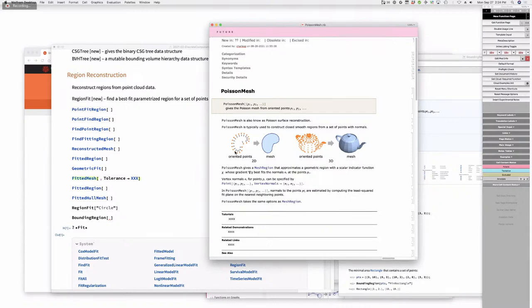But then the question is, is concave hull or alpha shape important enough that it gets its own function, or is it just a method for fitted region, for fitted mesh? Is that the same level as convex hull mesh, Delaunay mesh? No, it's not. It depends on the community and what you're doing. Yes, but that's the point. That's the judgment call, right?